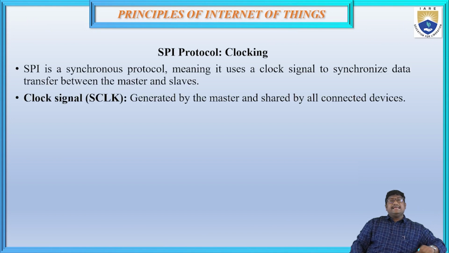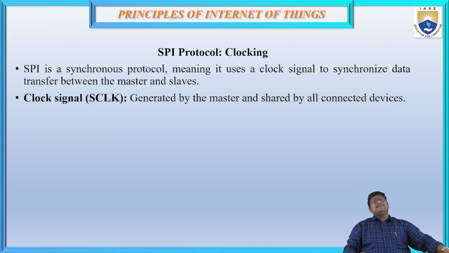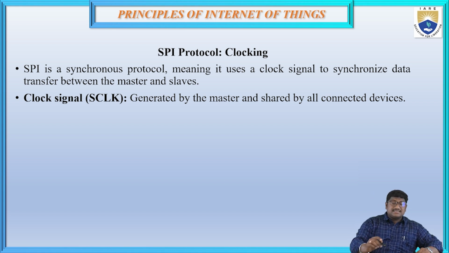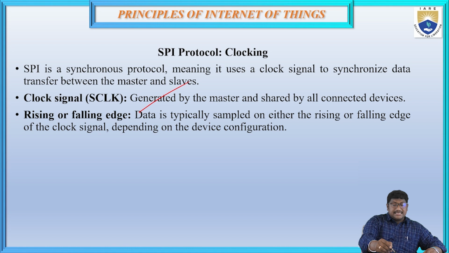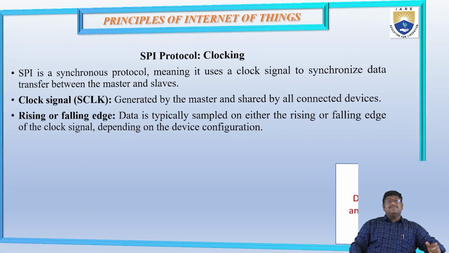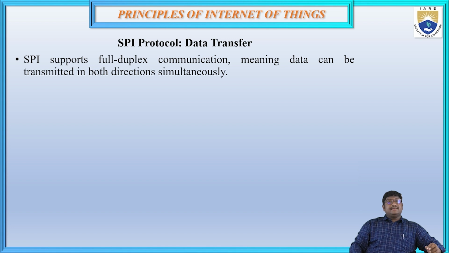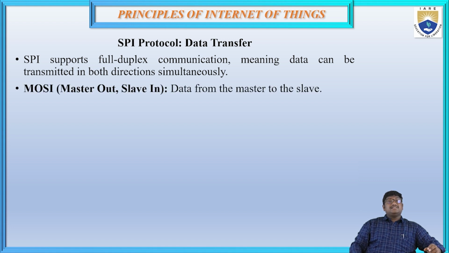And how is clocking done in SPI? It is a synchronous protocol, meaning a clock signal is used to synchronize the data transfer between master and slave, using SCLK, which is a clock signal generated by the master. The data is typically sampled on either the rising or falling edge of the clock signal, which depends on the device configuration, guys.